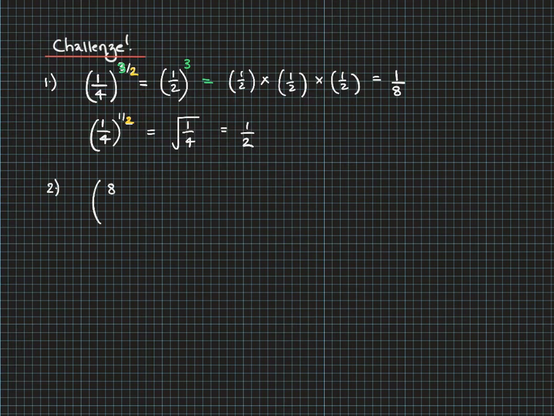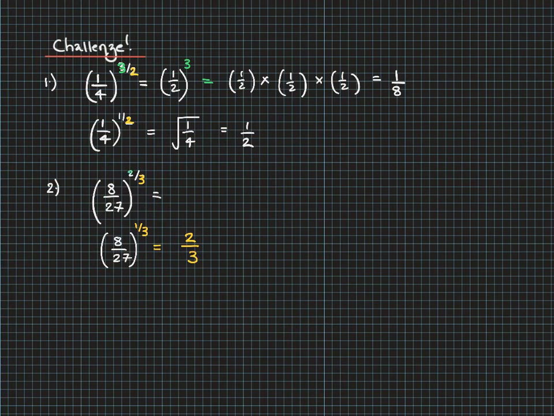Let's try a second example. We've got 8/27 raised to the power of 2/3. So stop and think about the denominator here first of all. 8/27, you want to raise it to the power of a third, which means you need to cube root both the 8 and the 27. The cube root of 8 is 2, the cube root of 27 is 3, the answer is 2/3.